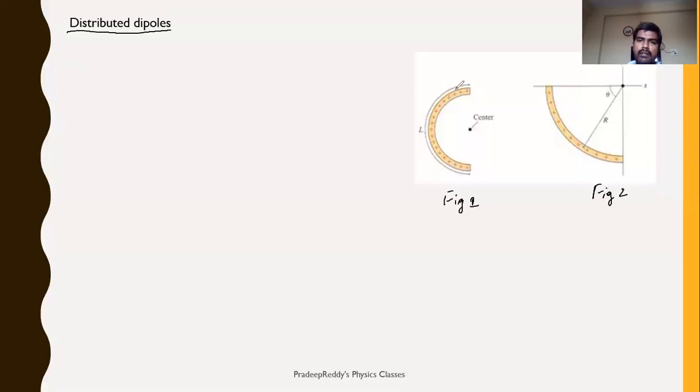In figure 1, we have a positive charge and one negative charge over here. Here it is minus Q charge and here it is plus Q charge. The plus Q charge is uniformly distributed on this circular arc. The total magnitudes of these two charges are equal, plus Q and minus Q, and the separation between these two charges is constant at any particular point. Therefore this satisfies the condition of an electric dipole. This is called a distributed dipole.